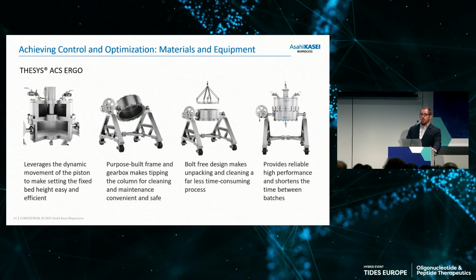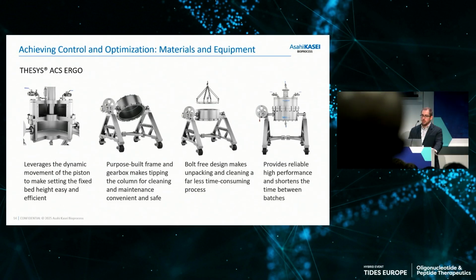All right, one column that I want to point out in particular, made by Asahi Kasei Bioprocess, is our ACS Ergo column under our THESYS brand. This is a column that's hydraulically actuated so that it can be quickly and easily set to the appropriate bed height. It has I-bar clasps that hold the column together, so bolt-free disassembly, and it can be easily turned with a hand crank for discharging the solid support at the end of the synthesis.